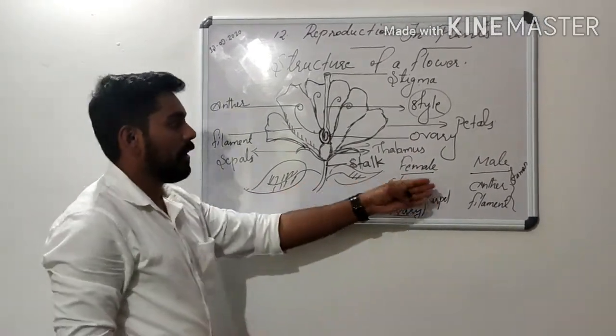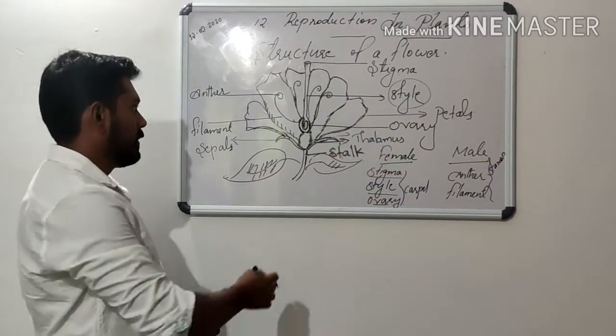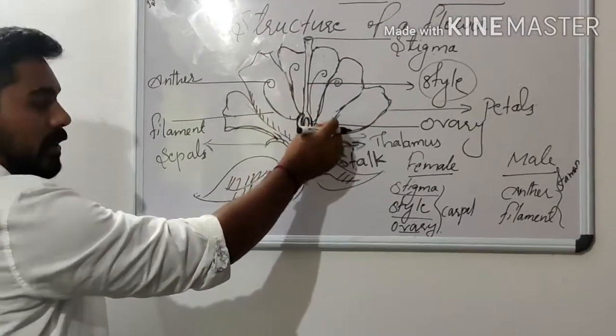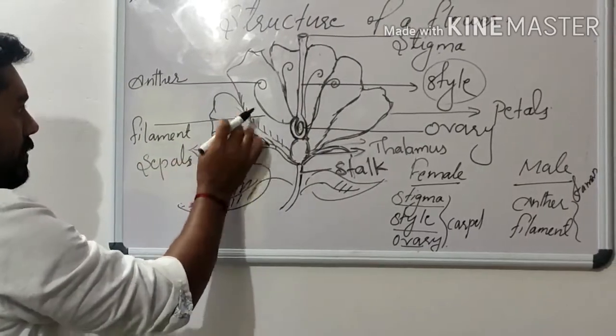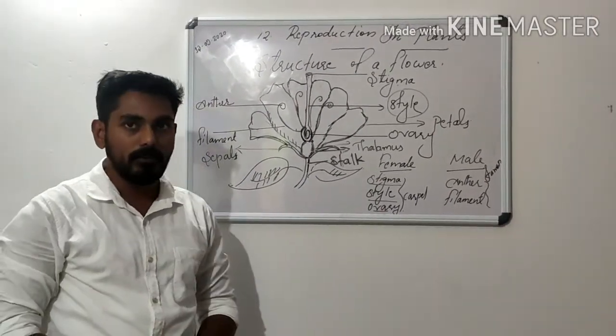And next, the male reproductive part of the flower. So you can see that there is a structure found in the flower. This is the anther and this is the filament. These two are the male reproductive part of the flower.